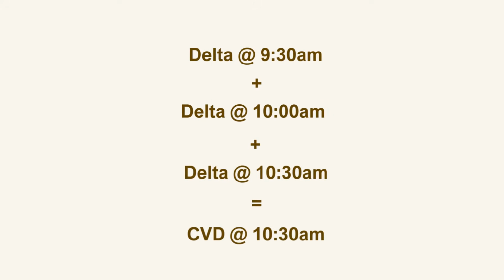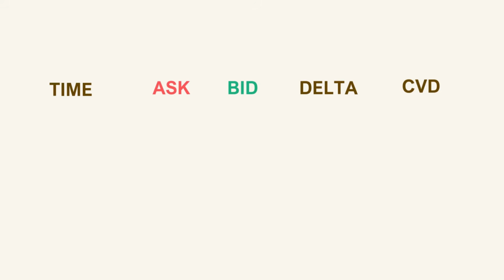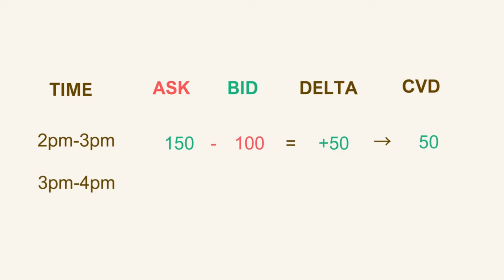For example, at 2 p.m., if 150 contracts trade at the ask and 100 contracts trade at the bid, the volume delta for that period is plus 50. At 3 p.m., if 100 contracts trade at the ask and 80 trade at the bid, the volume delta for that period is plus 20. Because these deltas accumulate, the CVD reading at 3 p.m. would be plus 70, simply the sum of the previous deltas.